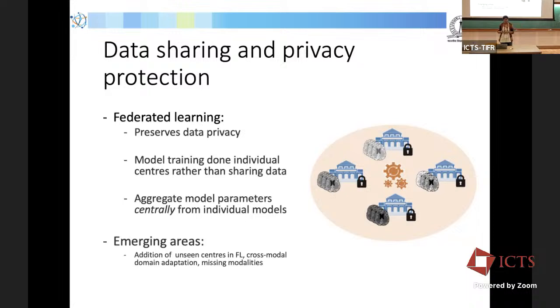So that's cross-modal domain adaptation. And missing modalities. So what if some of the modalities are missing in the imaging protocols? They don't acquire, instead of 3 modalities, they just acquire 2. How can your model that is working on 3 modalities be adapted to this new center that is coming up with only 2 modalities?